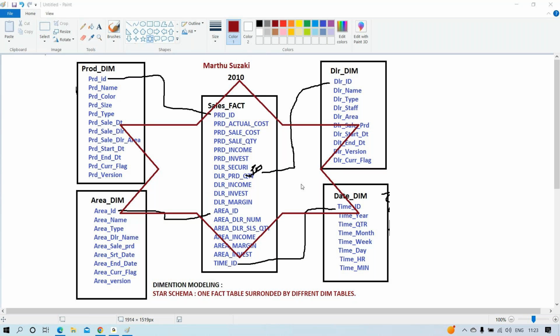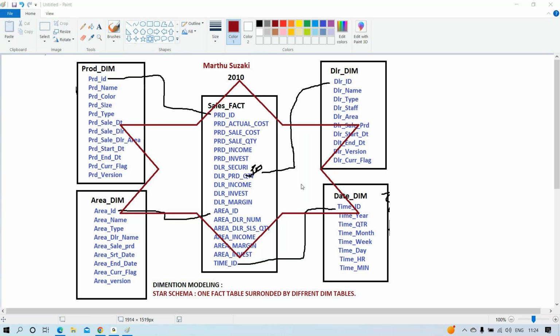The whole model is to maintain history. It's not like dimensions will maintain history and the fact will maintain current data. It's not like that. Whatever years of data, whatever history of data I have in the dimensions, relating to that data only will the fact store.